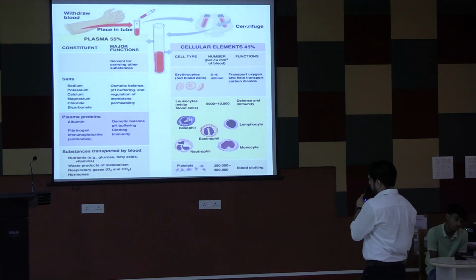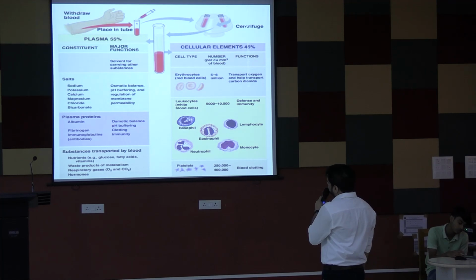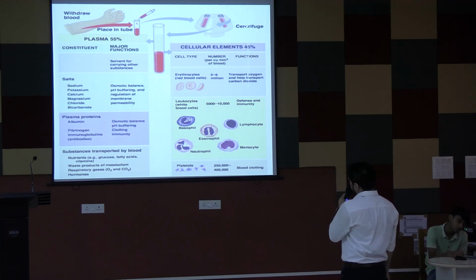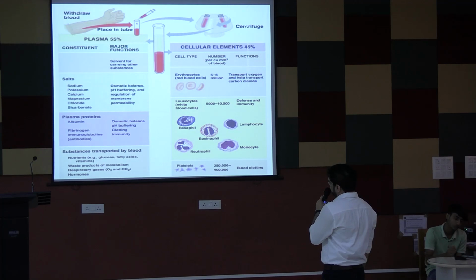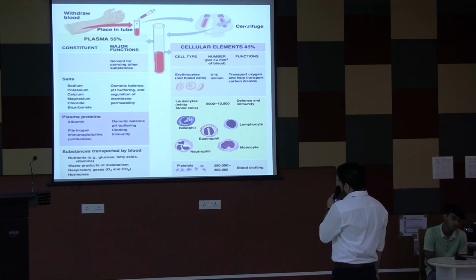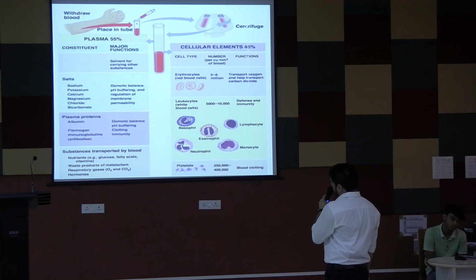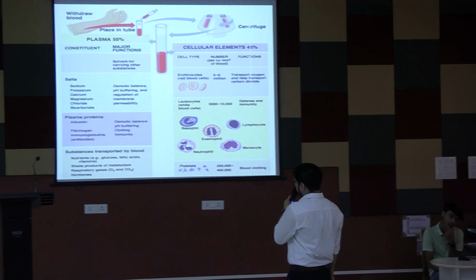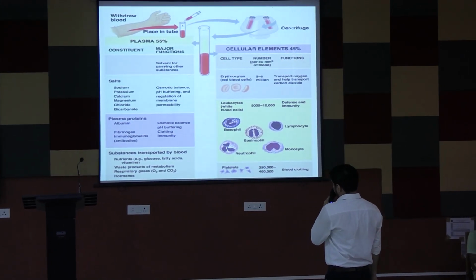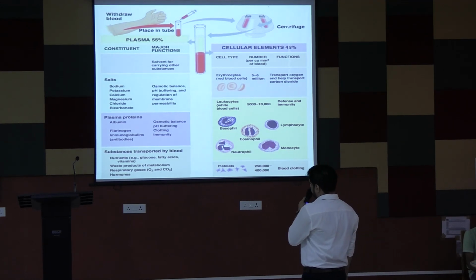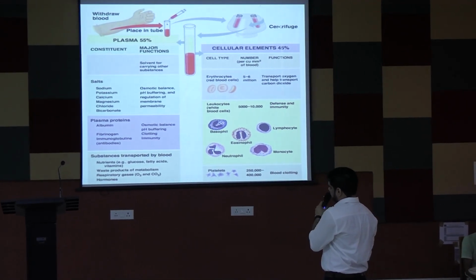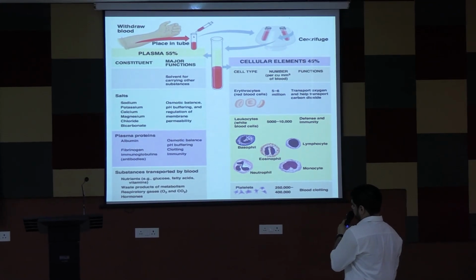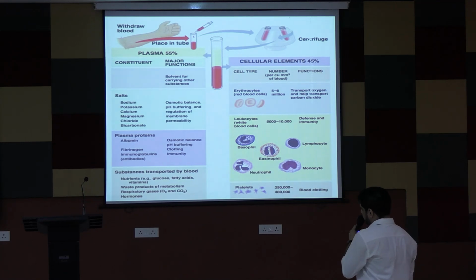This is the same slide that we discussed previously. Blood is formed by 55% plasma and 45% cellular elements. In the 55% plasma, the major function is as a solvent for carrying other substances. The salts in the plasma are sodium, potassium, calcium, magnesium, chloride, bicarbonate; they help with osmotic balance, pH buffering, and regulation of membrane permeability. Plasma proteins, that are albumin, fibrinogen, immunoglobulin, cause osmotic balance, pH buffering, and clotting and immunity.